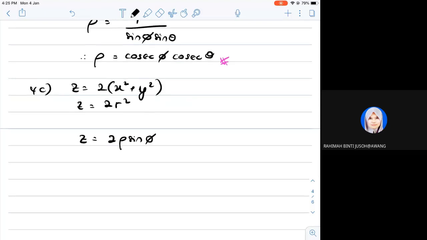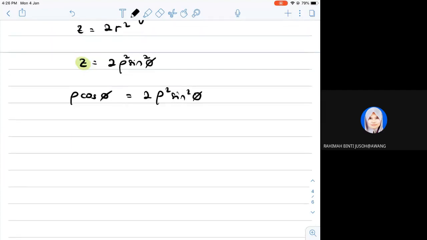So this should be rho squared sine squared phi. Okay, we also need to replace Z in spherical. So spherical Z equals to what? Rho cos phi. Yes, rho cos phi equals to 2 rho squared sine squared phi. So we can cancel the rho. Let me change the position. So we have 2 rho squared sine squared phi equals to rho cos phi.